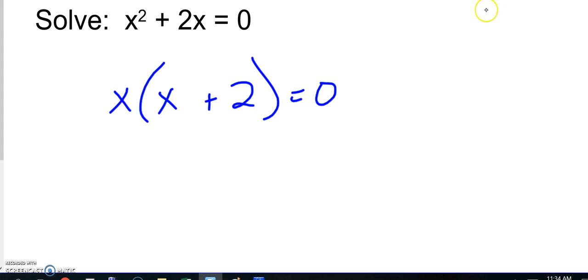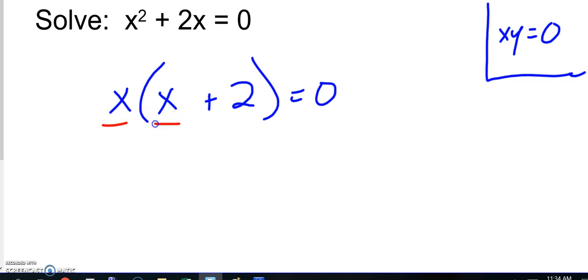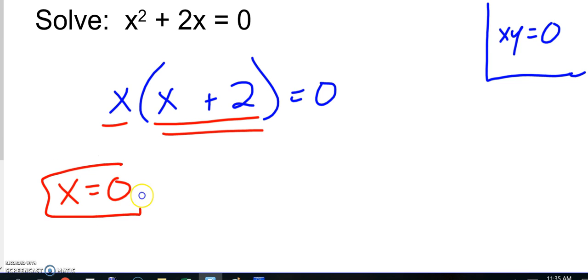Going back to our concept of xy equals 0, we knew that x had to be 0 or y had to be 0, and our two factors there were x and y. Our two factors here are x and x plus 2. So I can set each factor equal to 0. Sorry about my loud bell. So we could say x equals 0, and there's nothing to solve here. That's just one of our possibilities.